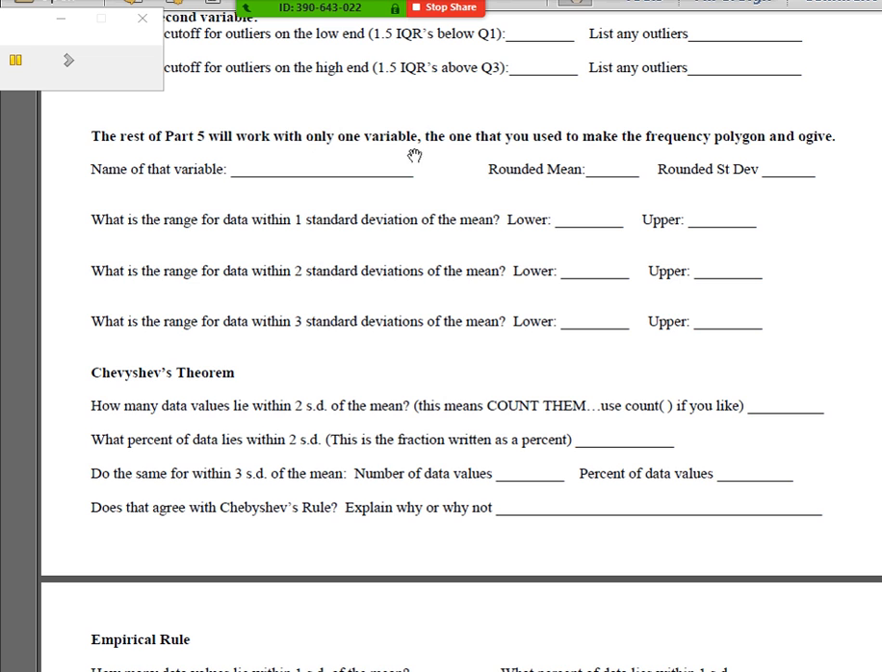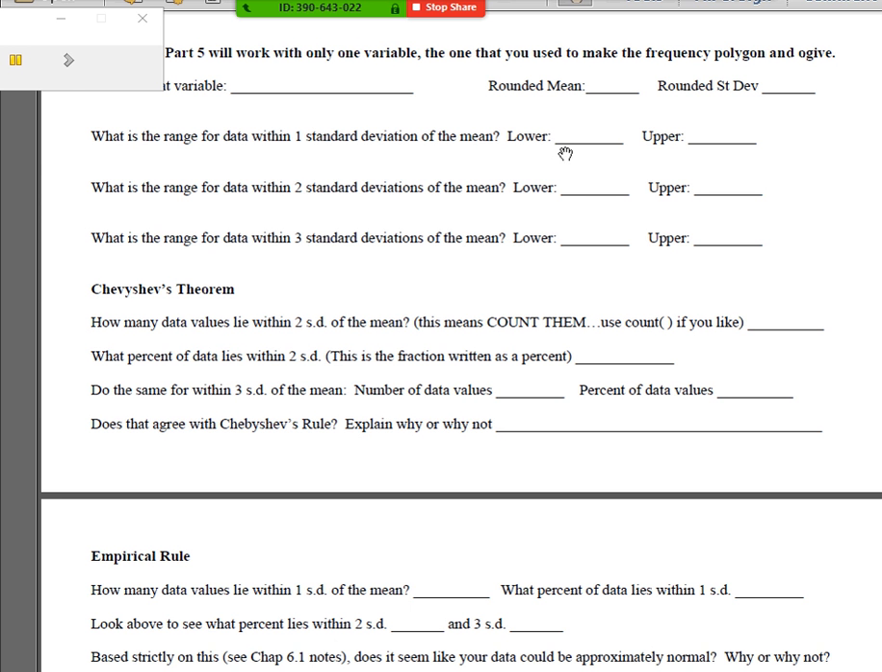And then the last part, the rest of it is only going to work with 1 variable. You're only going to use 1 variable for this part, the one that you use to make the frequency polygon and the ogive in project part 3. Write down the name of that variable, what the rounded mean was, and what the rounded standard deviation is. And then you're going to find these upper and lower limits for within 1 standard deviation, within 2 standard deviations, within 3 standard deviations. And I talked about that in the video already as well, so I don't really want to go through that part.